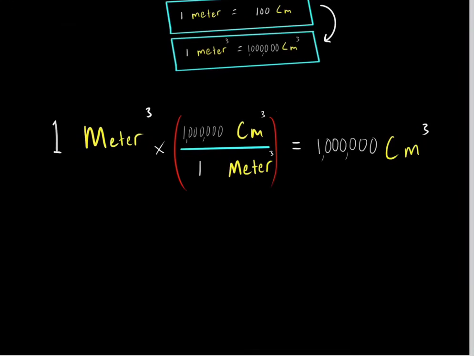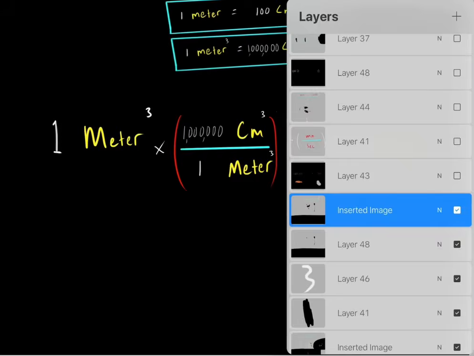And then we just do the math. So 1 times a million divided by 1 equals a million. So now we know if we have 1 meter cubed of water, that means we have a million centimeters cubed of water.